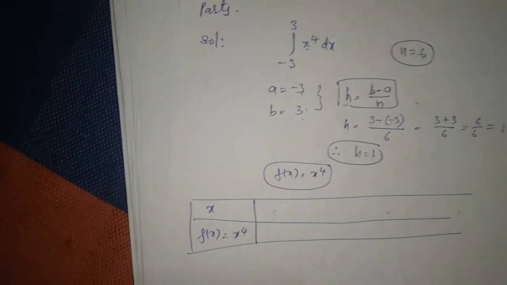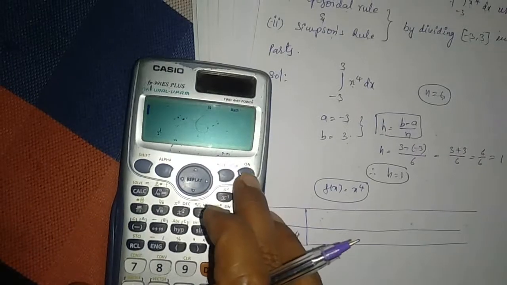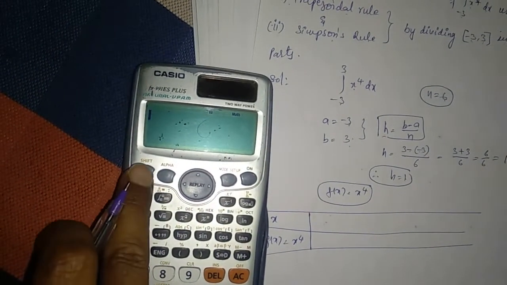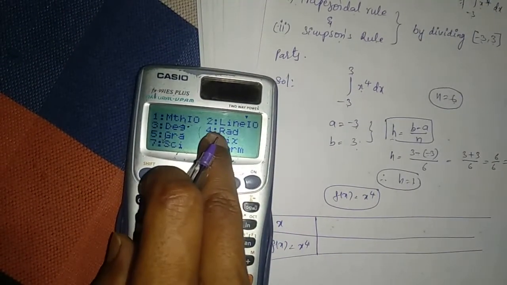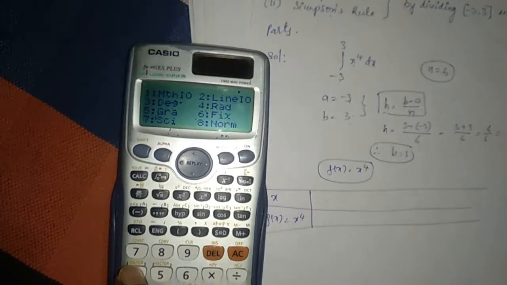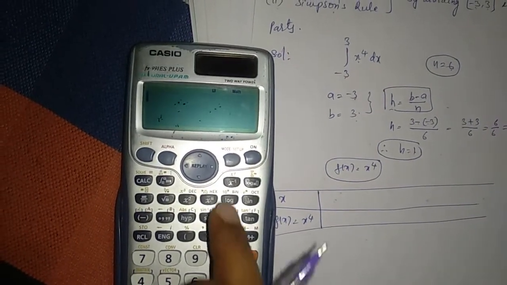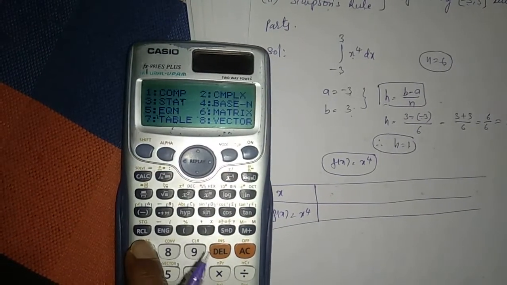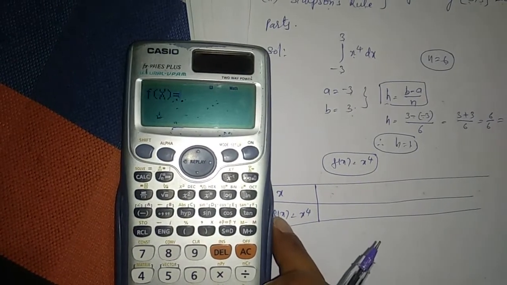First of all, here we have to use the calculator. Now press shift mode. Now number 4 is radian. Press 4 for radian. Now press the mode button. Observe the number 7, table. Press number 7. Here it asks for f of x, what is f of x? Here x to the power of 4.